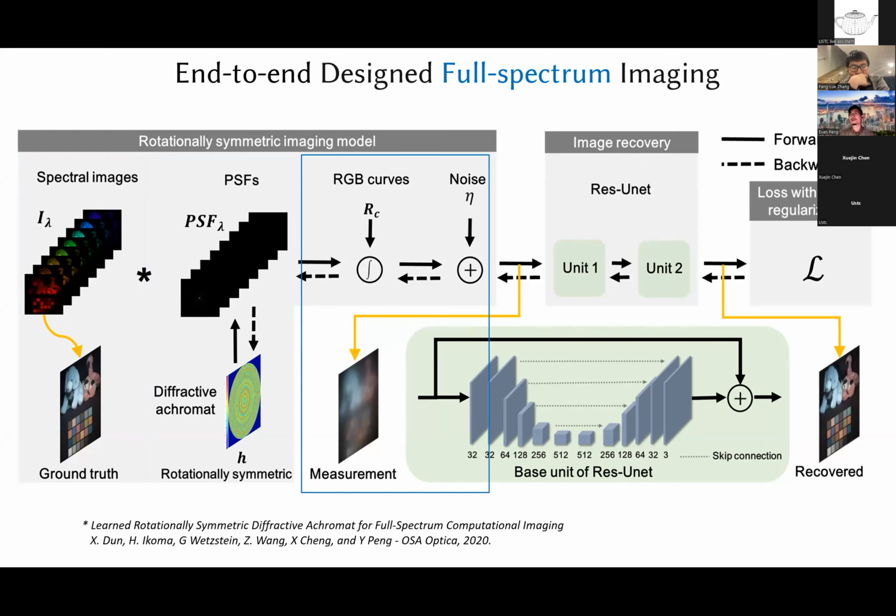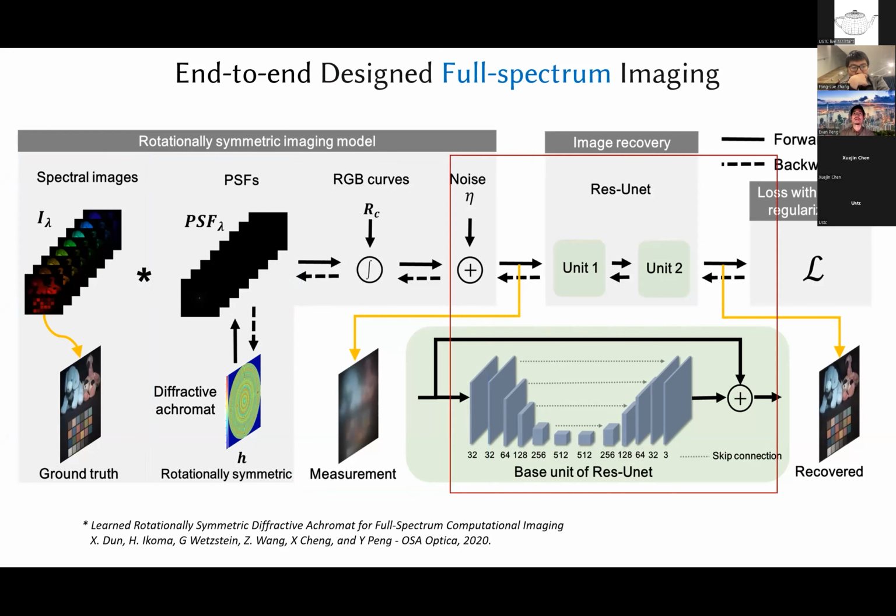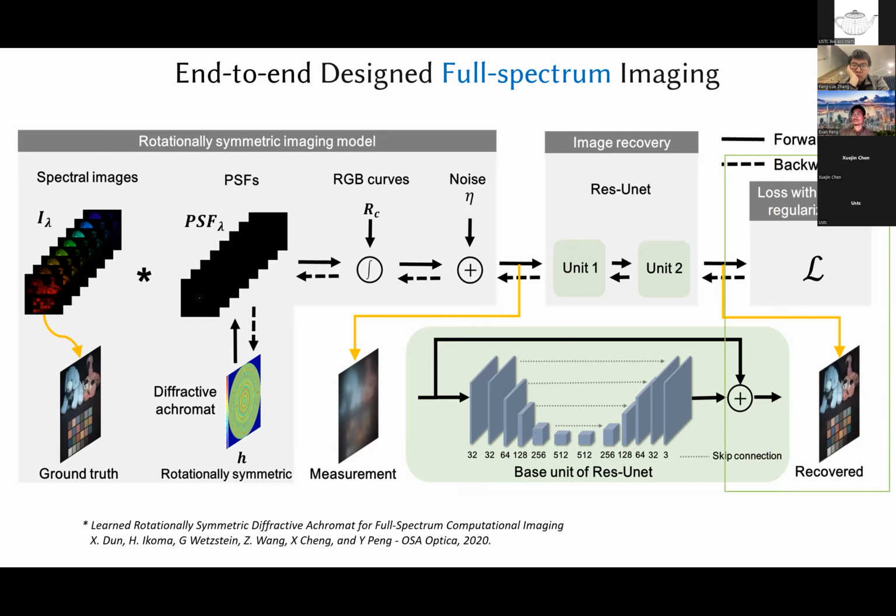So let's feed the measurement data into the image recovery network, which is the ResNet in this case. Then we can calculate the loss with some kind of regularization. So for the backward pass, we just backpropagate this loss all the way back to the lens profile and the ResNet. So the pipeline looks very similar for almost all the projects. But at this point, I have not shown you how good the end-to-end optimization would be.